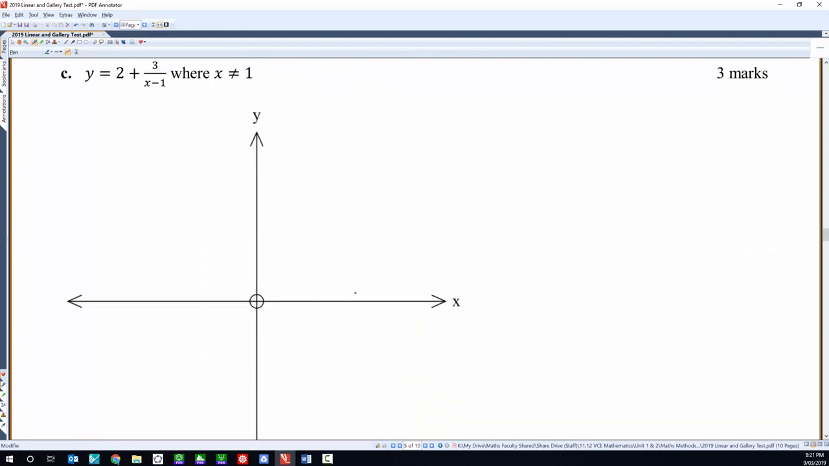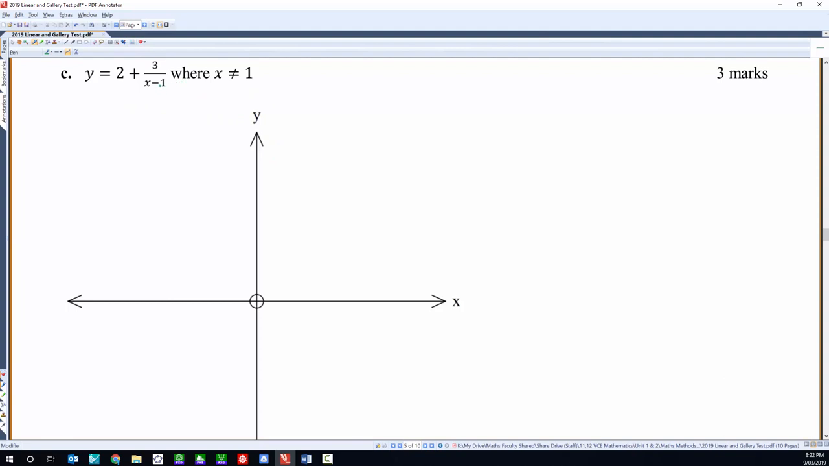Okay, this is the hyperbola off last year's 3-4 methods exam. So I put this on because I wanted to really show you that the graphing on the 3-4 methods exam isn't that tough. Yeah, and most of you did really well on this one.